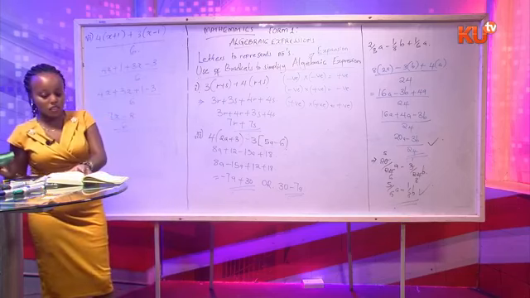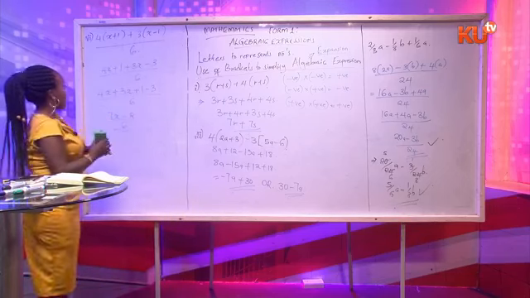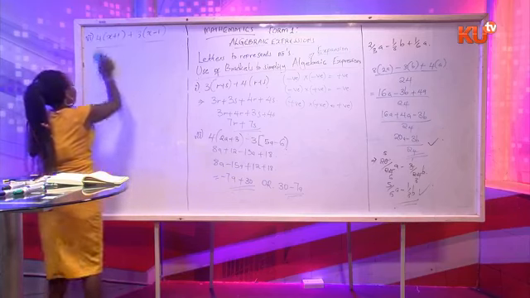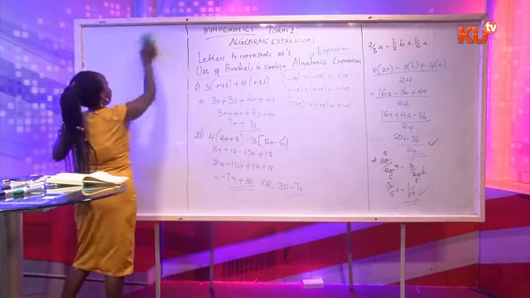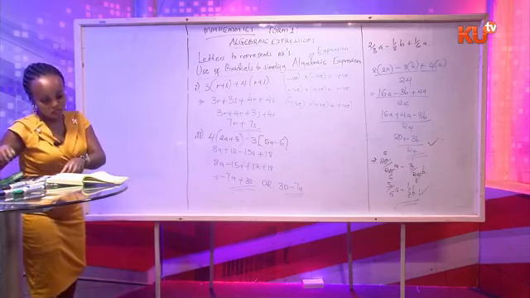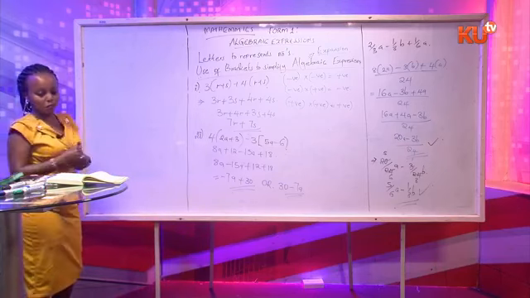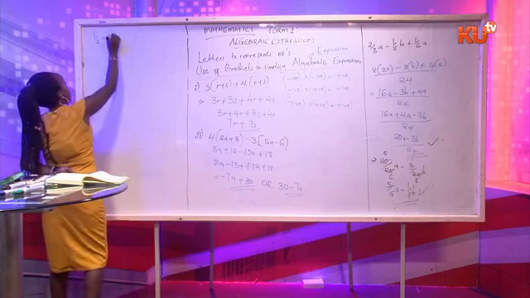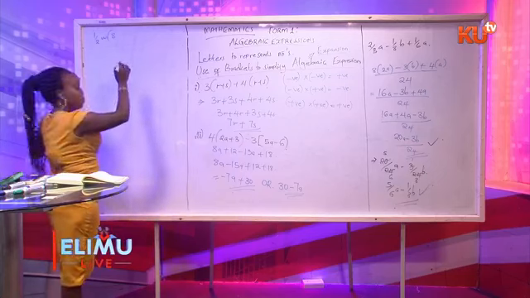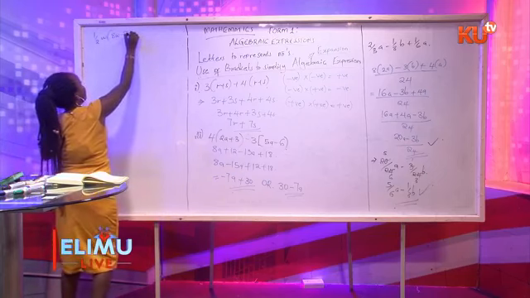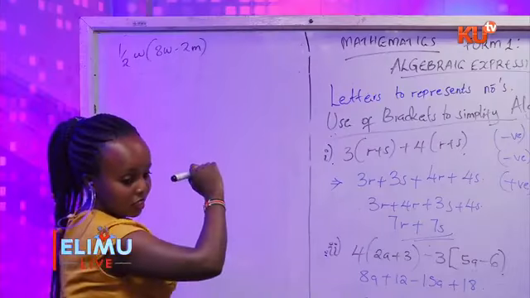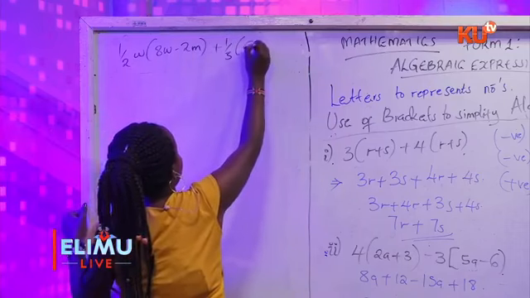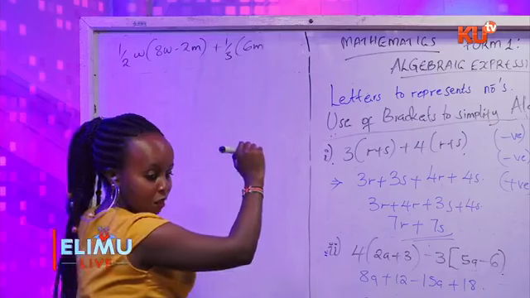We look at our last example on how we remove brackets to simplify. Let us say we have a half w into 8w minus 2m, and then plus a third into 6m minus 3w.